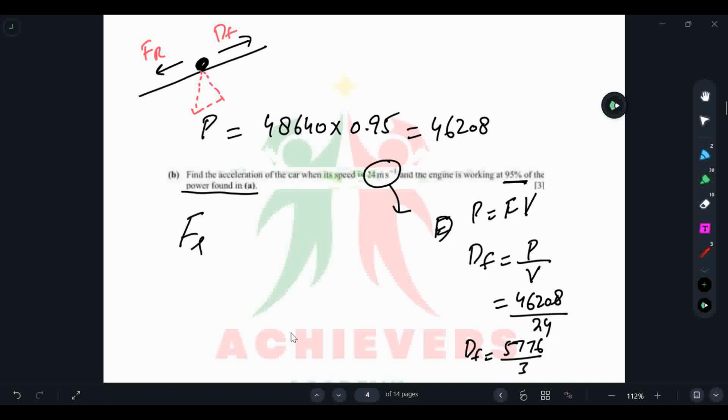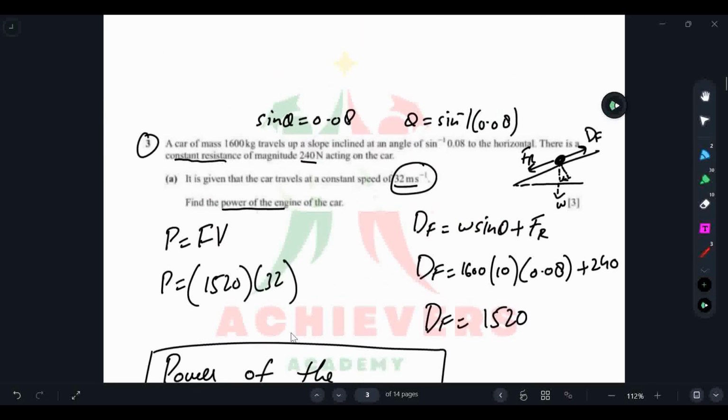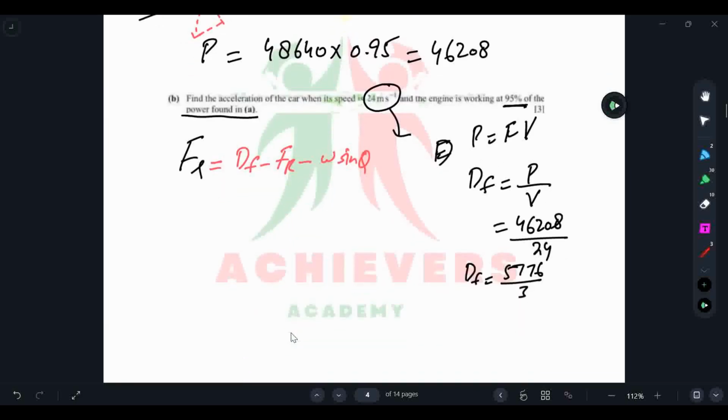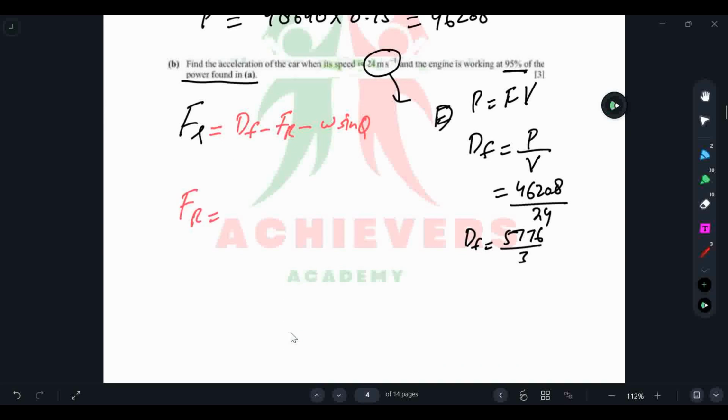So if we resolve it into its components, the resultant force will be equal to the driving force minus the resistive force, which is fixed in this case, a constant resistance of magnitude 240 newtons, we cannot ignore it, minus the component of the weight, W sine theta. Now if we put the values over here, the driving force is 5776 divided by 3 minus 240 minus 1600 into 10 into sine theta, which is 0.08.